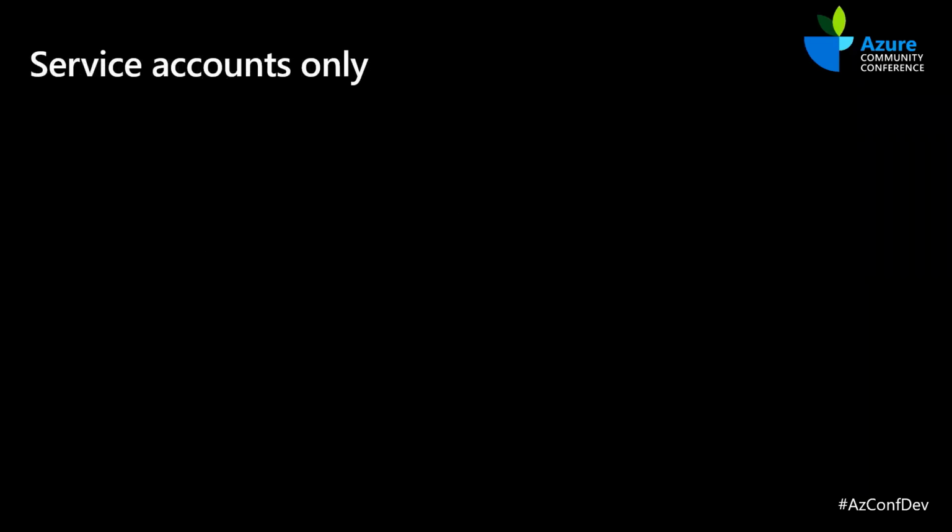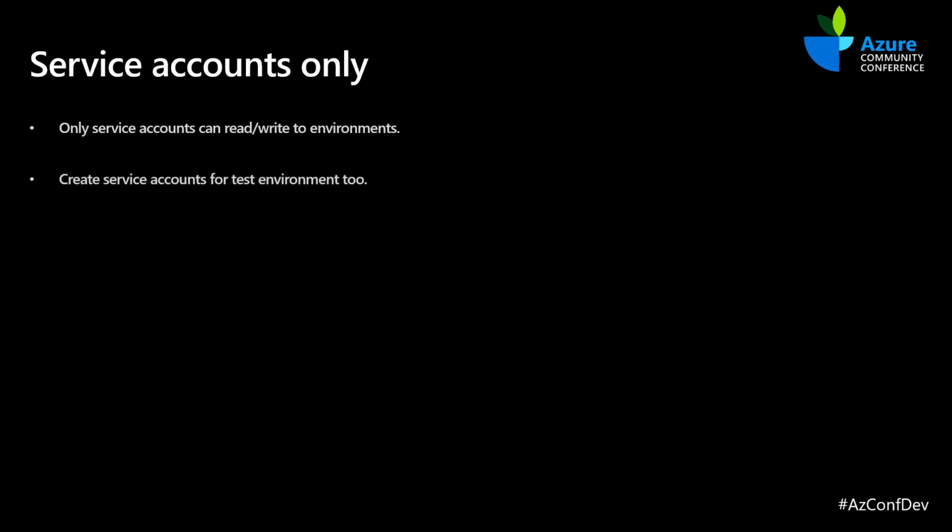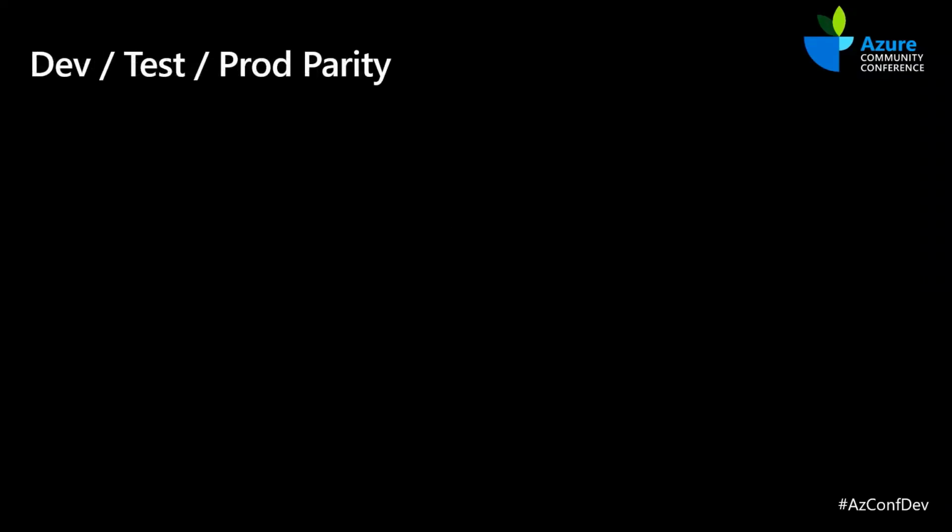Another important thing is to ensure that all deployments happen through service principals only. So service principals or service accounts, whatever you want to call them, only those should have access to write to the dev, test, and prod environments. So we create service principals not just for the prod environment, but also for dev and test. So again, no manual access. We don't allow manual access to prod. So essentially, if something goes wrong, the logs are all that we have to fall back on. So ensure that all the logs are pretty verbose.